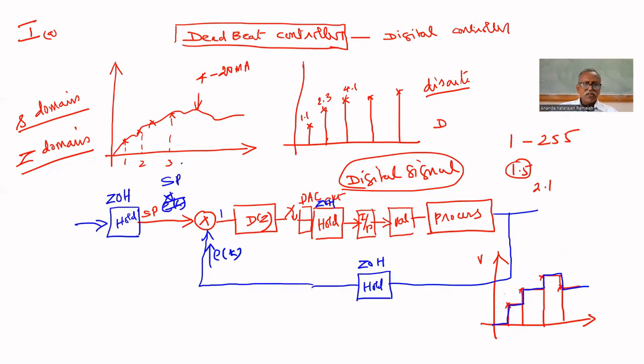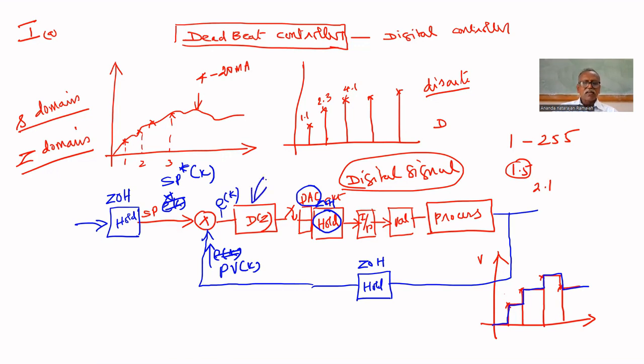So the set point star of K is required, and here PV of K is required. Here you will get E of K. If you give E of K as input to that digital controller, you will get a digital output that will be converted into a discrete signal by the DAC. Then a hold circuit will hold that value. This is the arrangement.